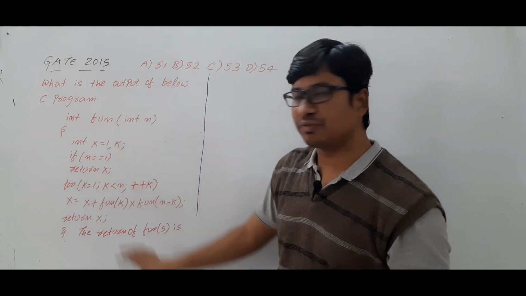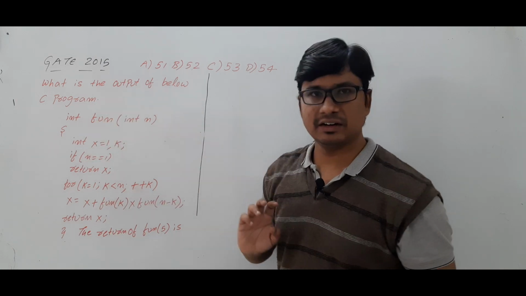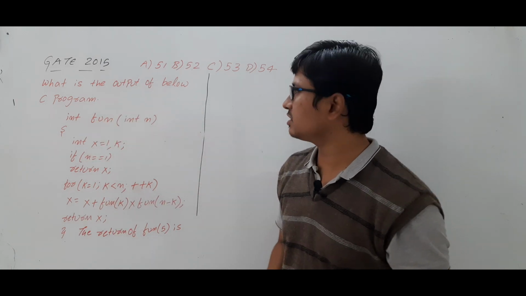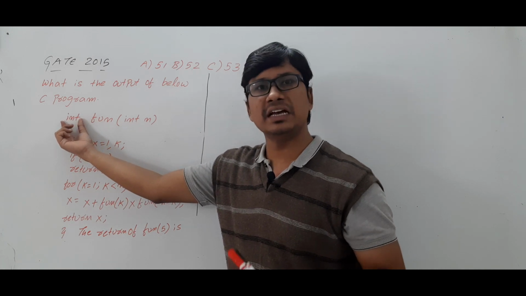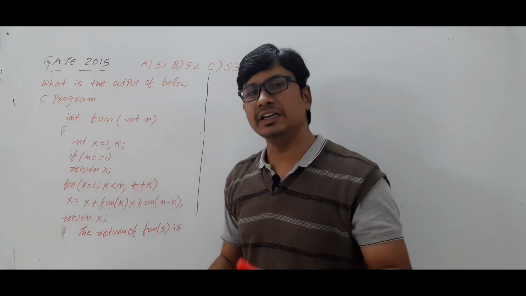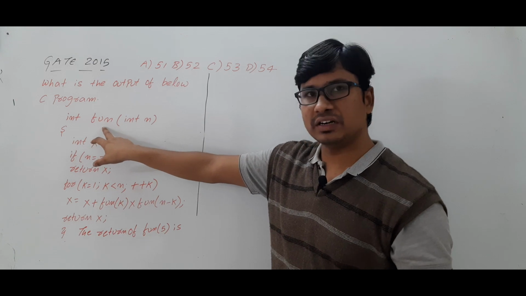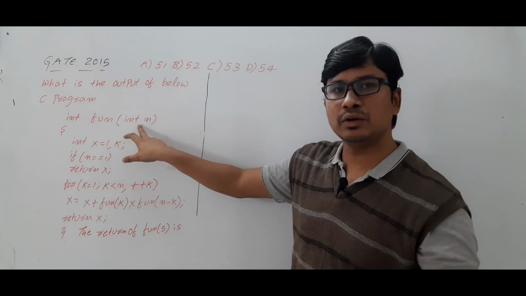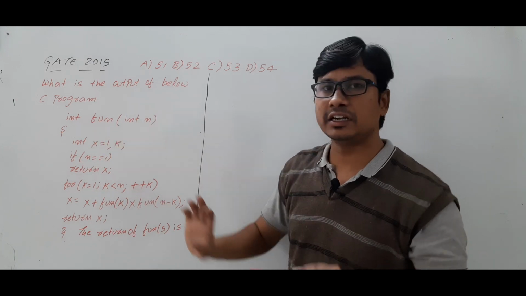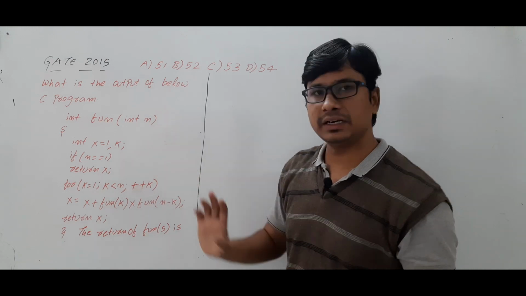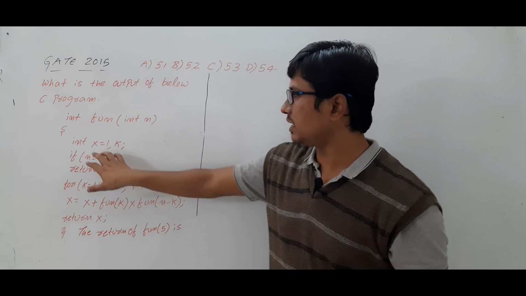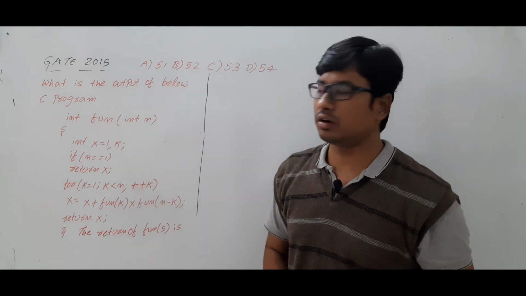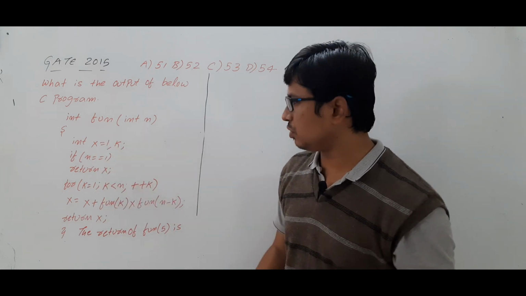They have given one function which is fun. Now, let's have some fun with this function called fun. This function has the return type int, so it will return an integer value, and the name of the function is fun, and it is taking one parameter whose data type is int. The parameter is n. Now int x is equal to 1 and k. So x and k here are local variables, and even n is also a local variable.